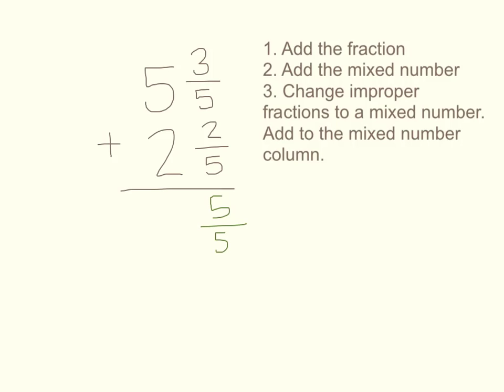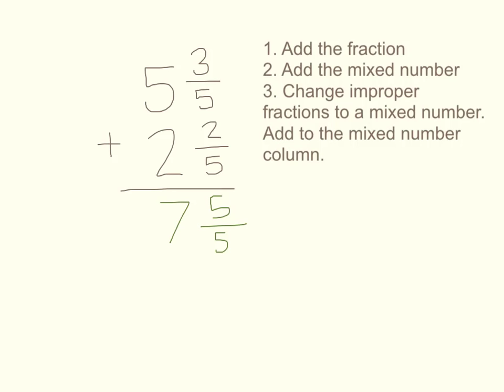Step number 2 says to add the mixed number or the whole number. This time we're going to be looking at the 5 and the 2. 5 plus 2 equals 7. So my answer here is 7 and 5/5. Now, hopefully you see that 5/5 is an improper fraction.